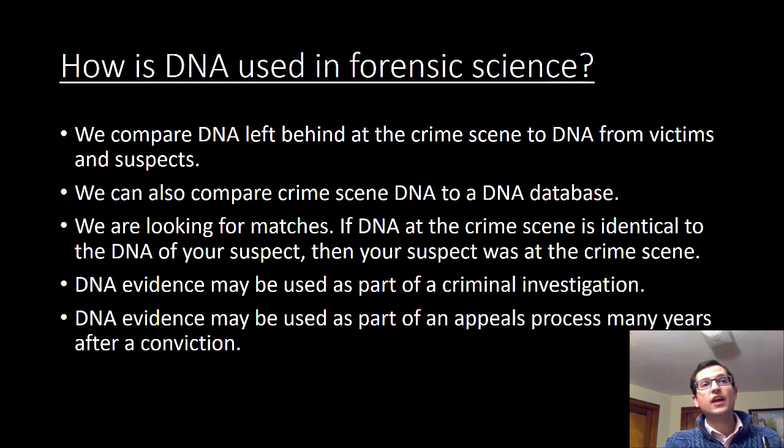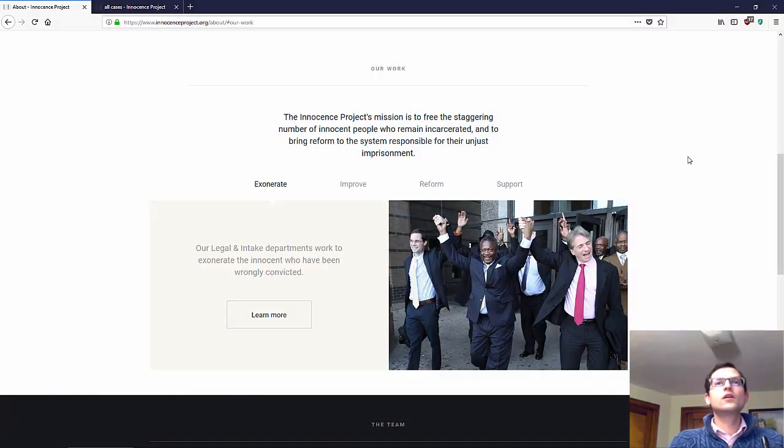We can also use DNA evidence later on after a conviction as part of an appeals process. And I want to introduce you to something called the Innocence Project. Let's take a look. So here we are on the website of the Innocence Project. The Innocence Project is an organization whose mission is to overturn what they see as faulty convictions. In other words, cases where a person's been convicted of murder or rape or other serious crimes and they've gone to jail for a very long time, but those people have been falsely accused and convicted without sufficient evidence.